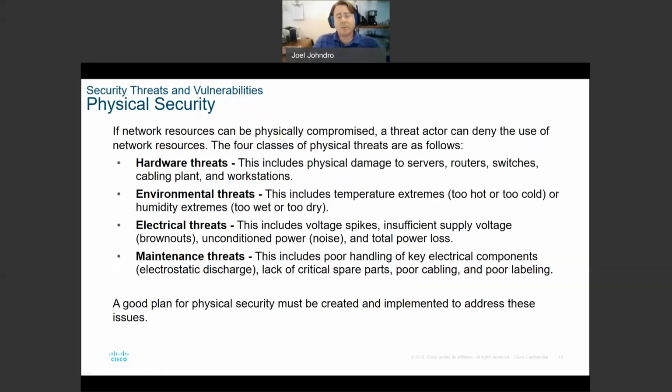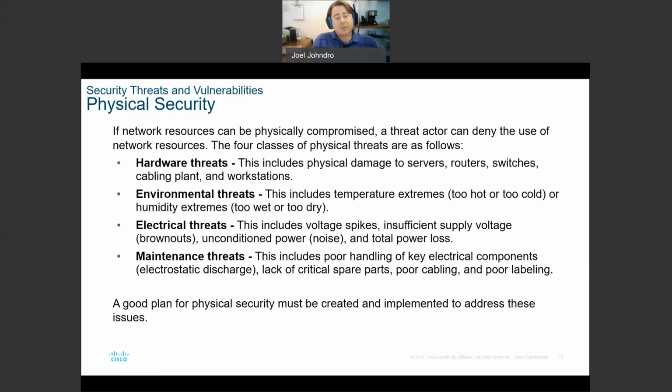Physical security is sometimes overlooked. A lot of people, when they think of network security, think of access to the network. But physical security really can be just as important. Physical security, like a hardware threat.